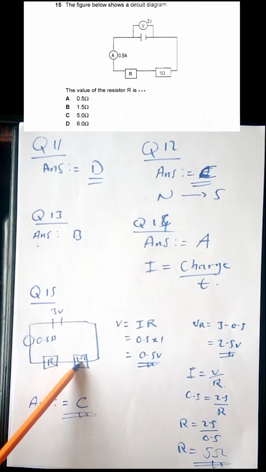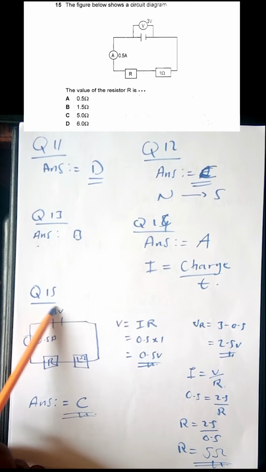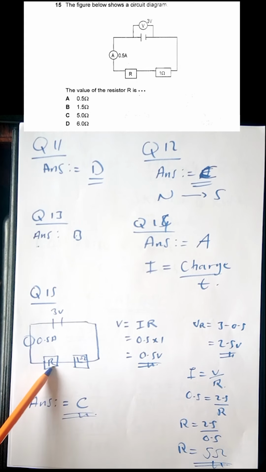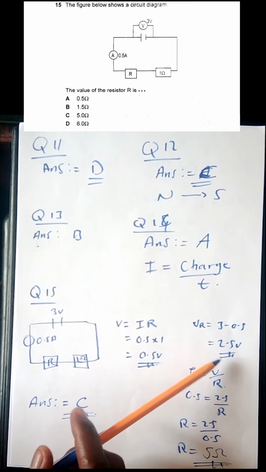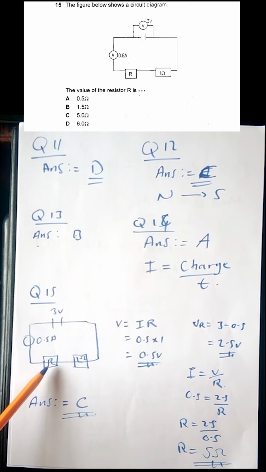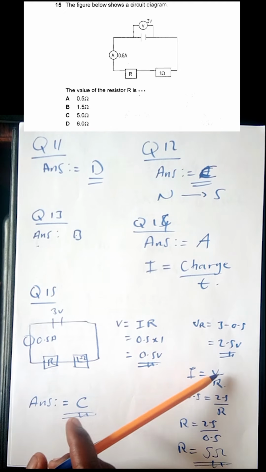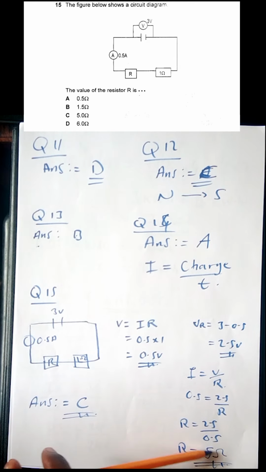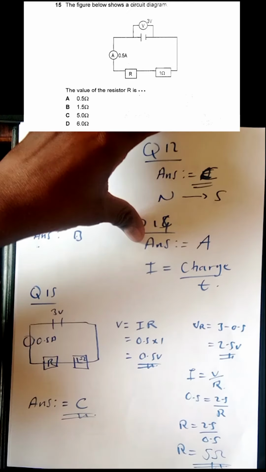But these two don't have equal voltage. They share the 3 volts, which is distributed among R and the 1 ohm. So this is 0.5. We subtract 3 minus 0.5, we get 2.5. To find R, we apply the formula for current, I equals V over R. I is 0.5, V is 2.5, then we solve for R. Solving for R, we get 5 ohms, and 5 ohms is found on option C. That's the answer on question number 15.